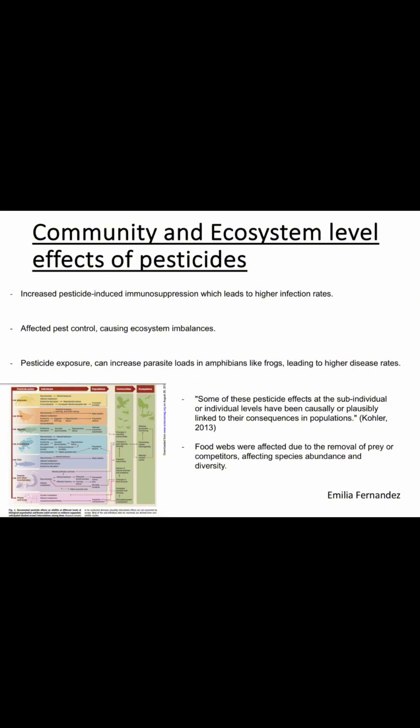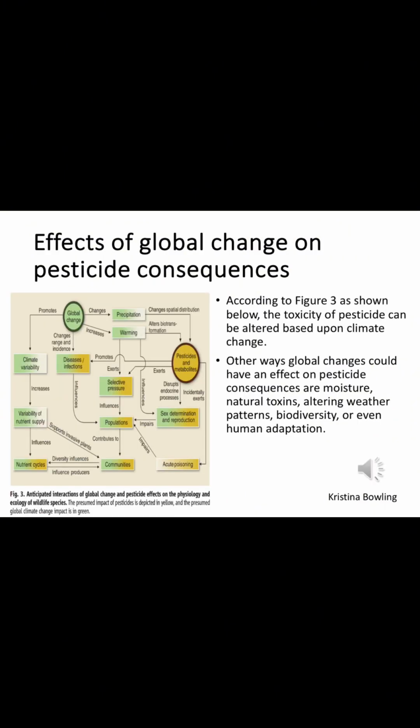The effects of global change has many consequences when it comes to pesticides, according to Figure 3 shown on the left. For example, populations that have not yet adapted to higher temperatures may be more susceptible to pesticides. These global changes may include moisture or precipitation in the air, natural toxins, changes in weather patterns, biodiversity, and human adaptations.